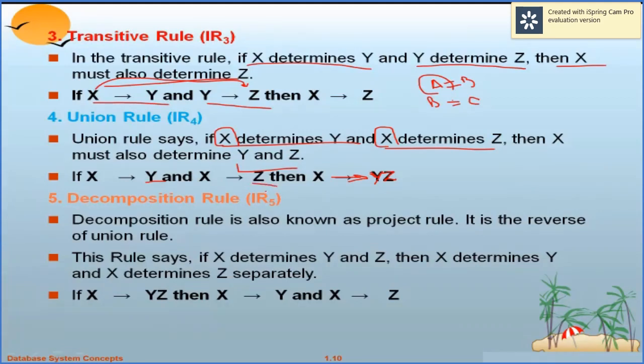Let's proceed further to rule number 5, that is the decomposition rule, inference rule number 5. It is otherwise called the project rule. The other name of decomposition rule is project rule. This is something reverse or opposite to that of the union rule. Let's see how it happens. Here you have the direct condition given, that is x is determining the combination of y and z. In that case you can split this combination into two different functional dependencies and write: x tends to y and x tends to z. So this is rule number 5.